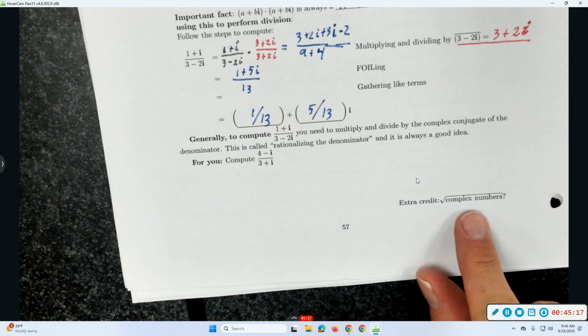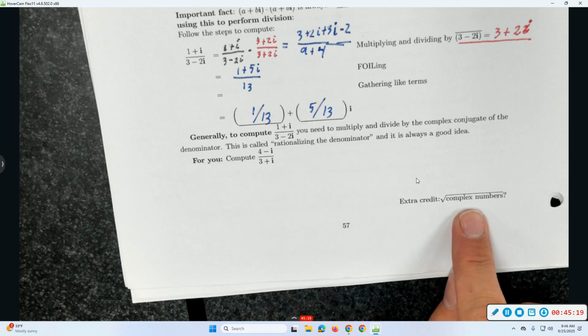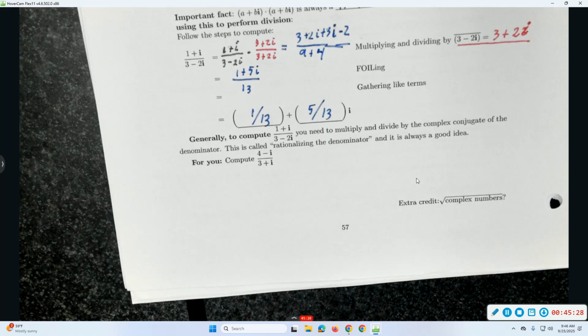Oh, by the way, you should also be able to take square roots of complex numbers, right? Otherwise, we're losing too much. Extra credit, take the square root of a complex number. It's at the end of this section in the notes. Anyway, there's a bit of division to do.